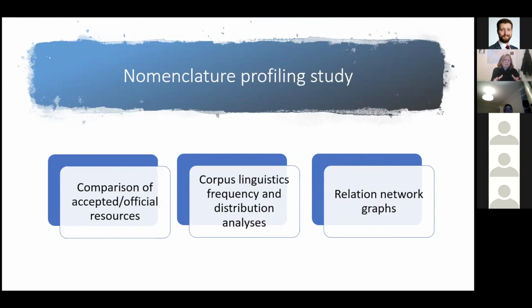And then I did some frequency and distribution analyses, mainly to see if the ranking of the different terms was similar or different in each corpus, and also to compare the scope of the different variants that appeared in the corpora in comparison with the full list of the resources. And finally, with the distribution, to look to see if there was co-occurrence of certain variants, or if all of the variants were used in different contexts, to look at the different levels of synonymy that there might be there. And then finally, looking at the relation network graphs again.